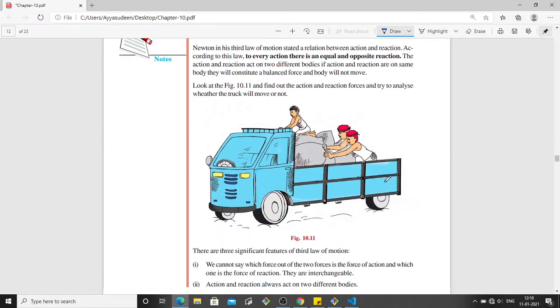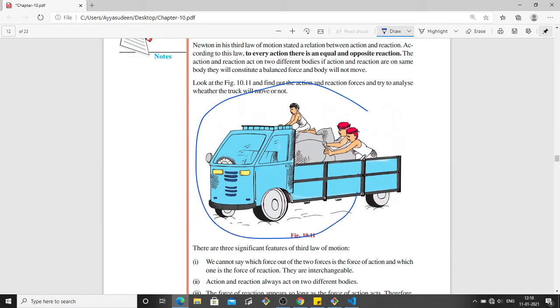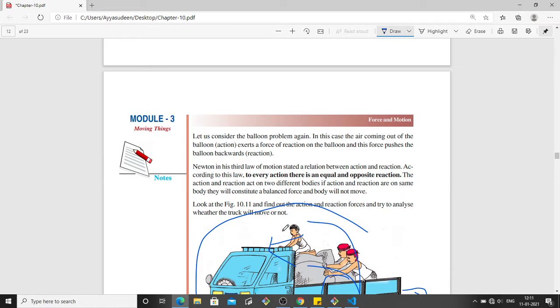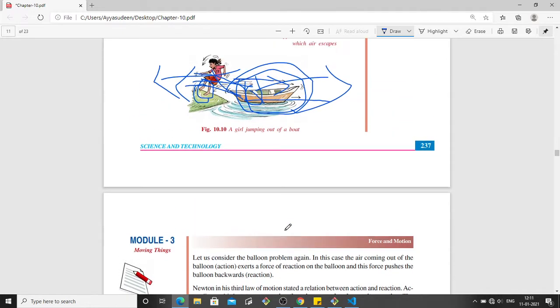If it is the same object, here you can see we are pushing the truck, but the reaction, the backward force, is applied on the same object, so the truck will not move. But if the reaction is on a different object, called the road or the floor, then the truck will move. So this is how action and reaction work.